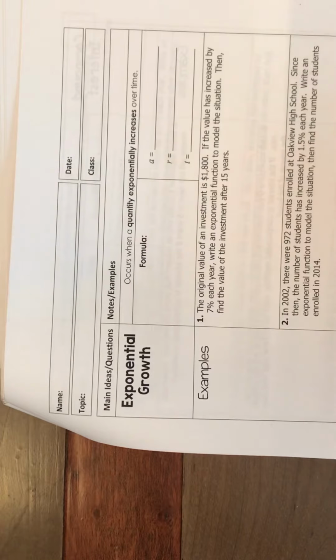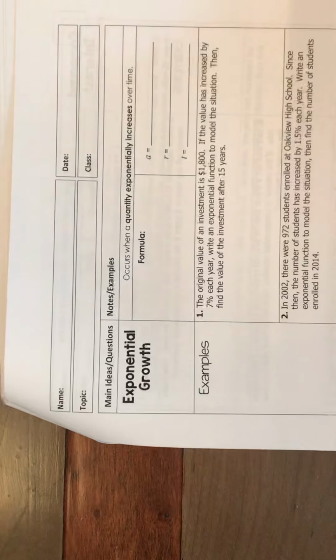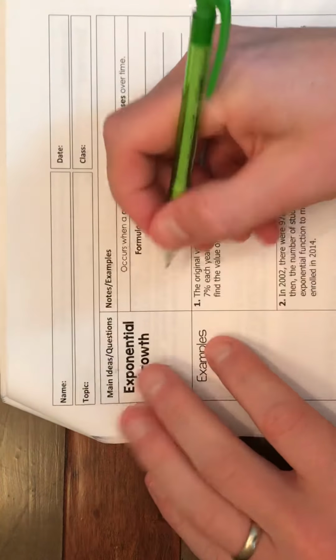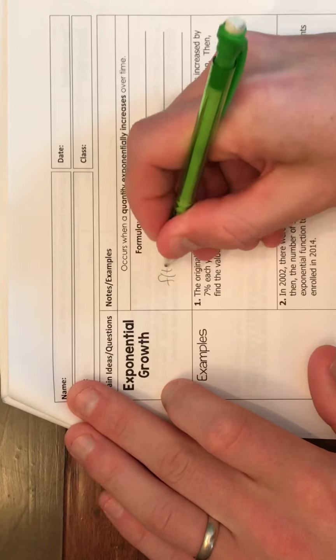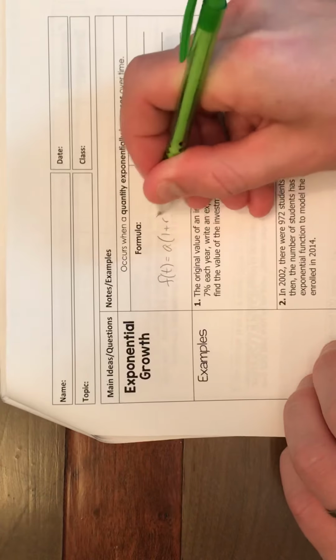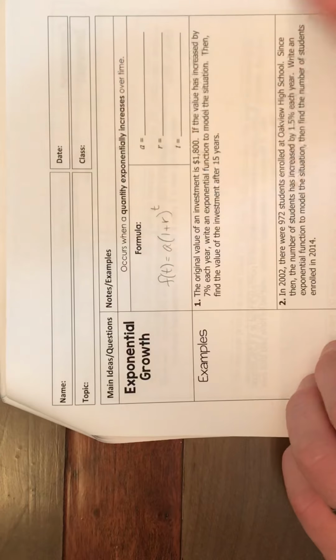What we're moving on to today is exponential growth and exponential decay, as well as compound interest. What these are used for is to model situations where we have either exponential growth or exponential decay. So we actually have a little formula for exponential growth that looks like this: F of t equals a times 1 plus r to the t power. Here's what each of those variables represent.